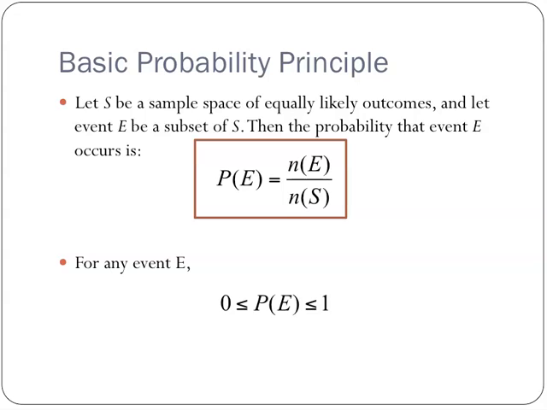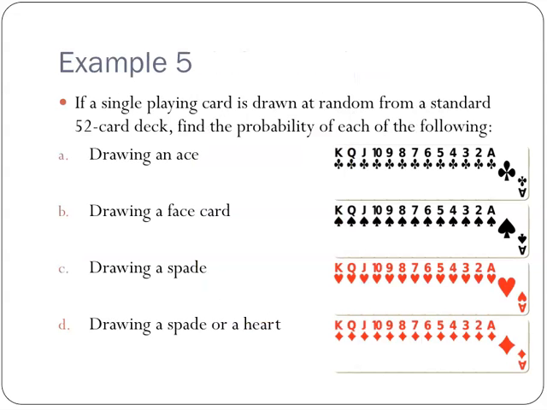All right, take a look at example 5. If a single playing card is drawn at random from a standard 52 card deck, find the probability of each of the following. Now I've put the standard deck of cards here on the right in case you're not as familiar with it. So first is, what is the probability of drawing an ace?